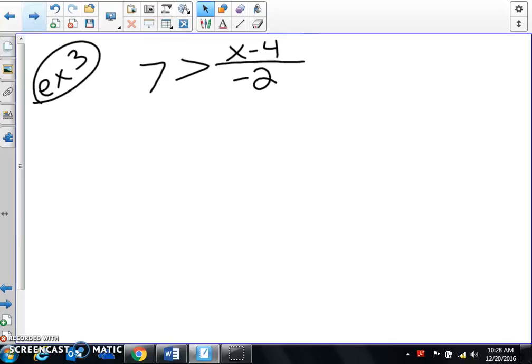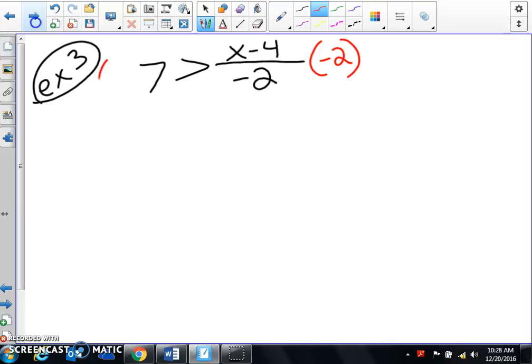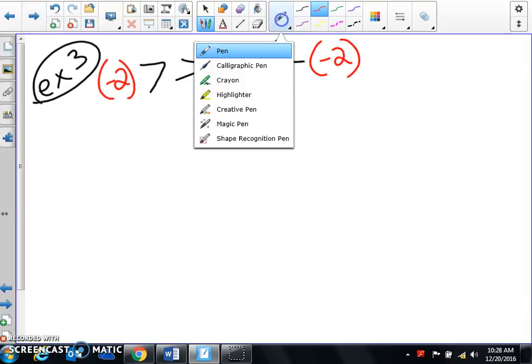Next one. This one is x minus 4 all over negative 2. Remember, if it's an all over, you start by getting rid of the denominator, by multiplying both sides by the denominator. So I'm going to multiply both sides by negative 2.